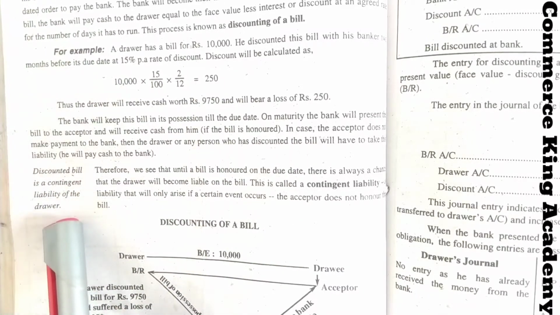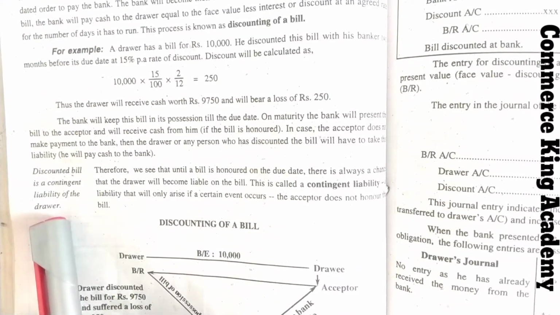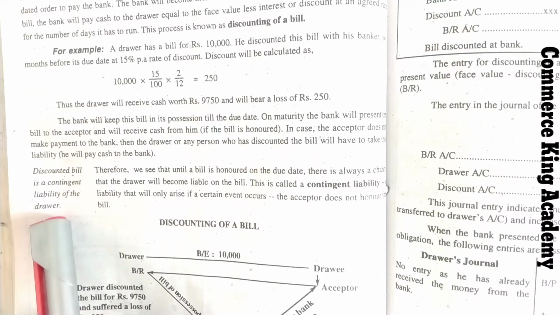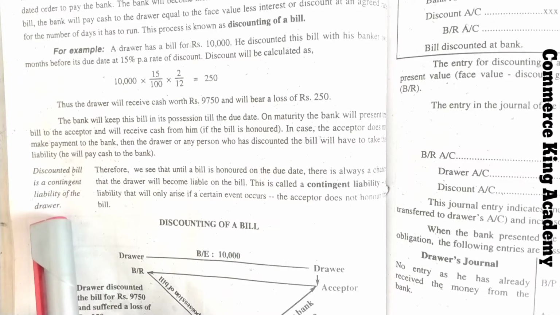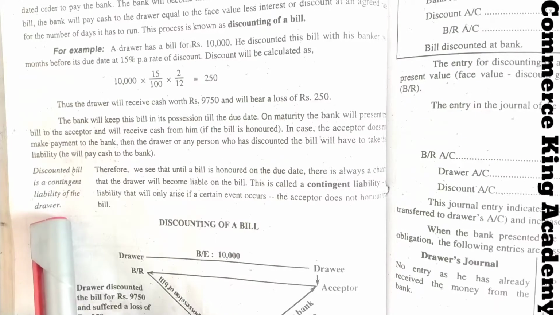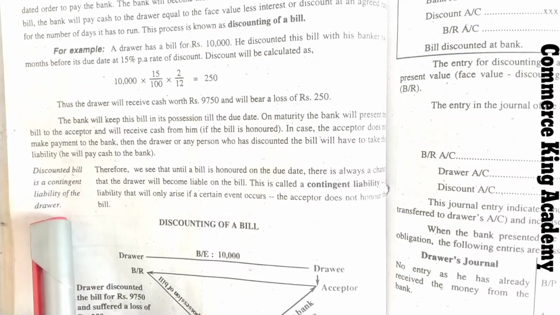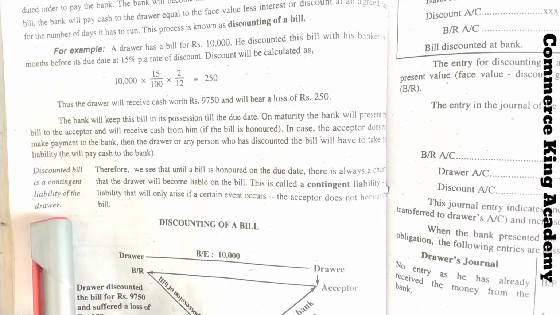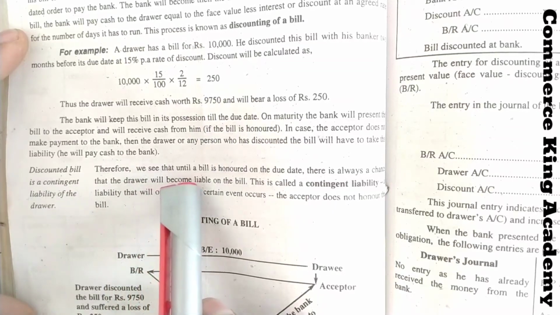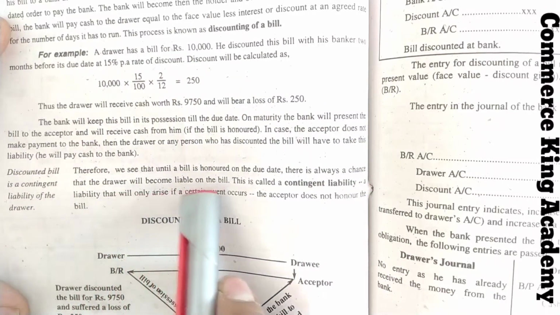So what is a contingent liability? A contingent liability is a liability which falls in an if-and-then condition. A contingent liability comes into existence when the bill is dishonored by the acceptor or payer. In case of dishonor, the amount will be paid first by the drawer who discounted the bill from the bank. Therefore, until a bill is honored on the due date, there is always a chance that the drawer will become liable on the bill.